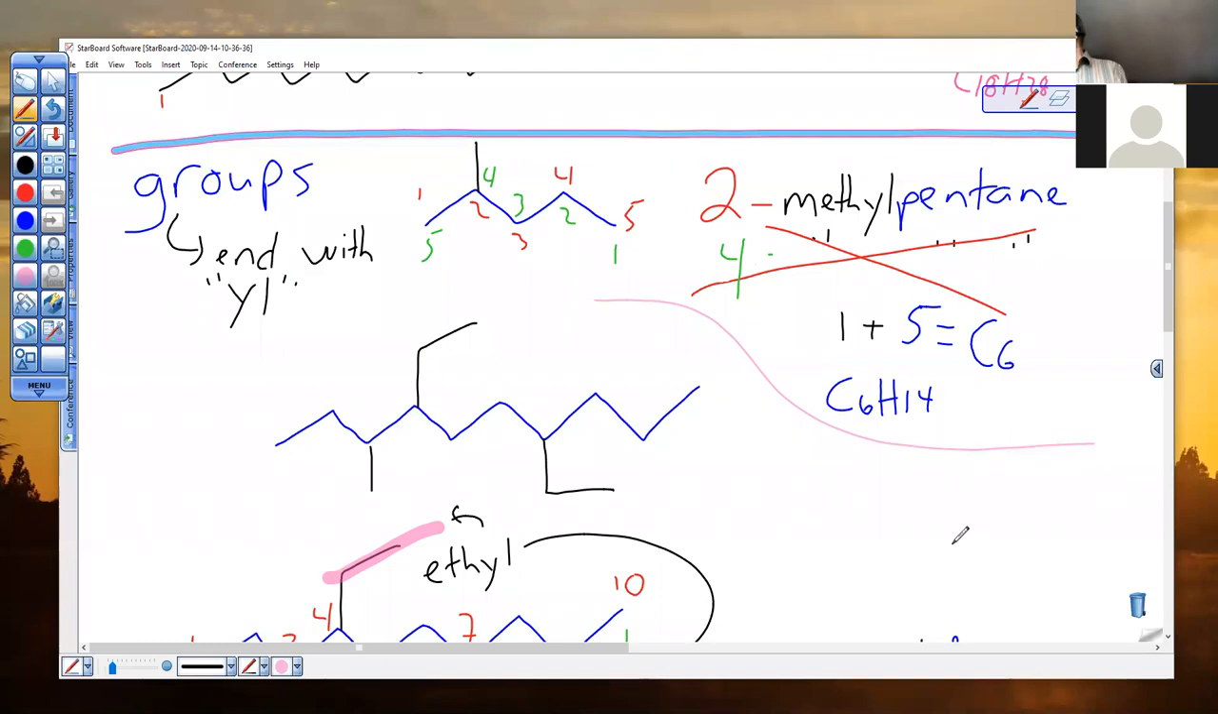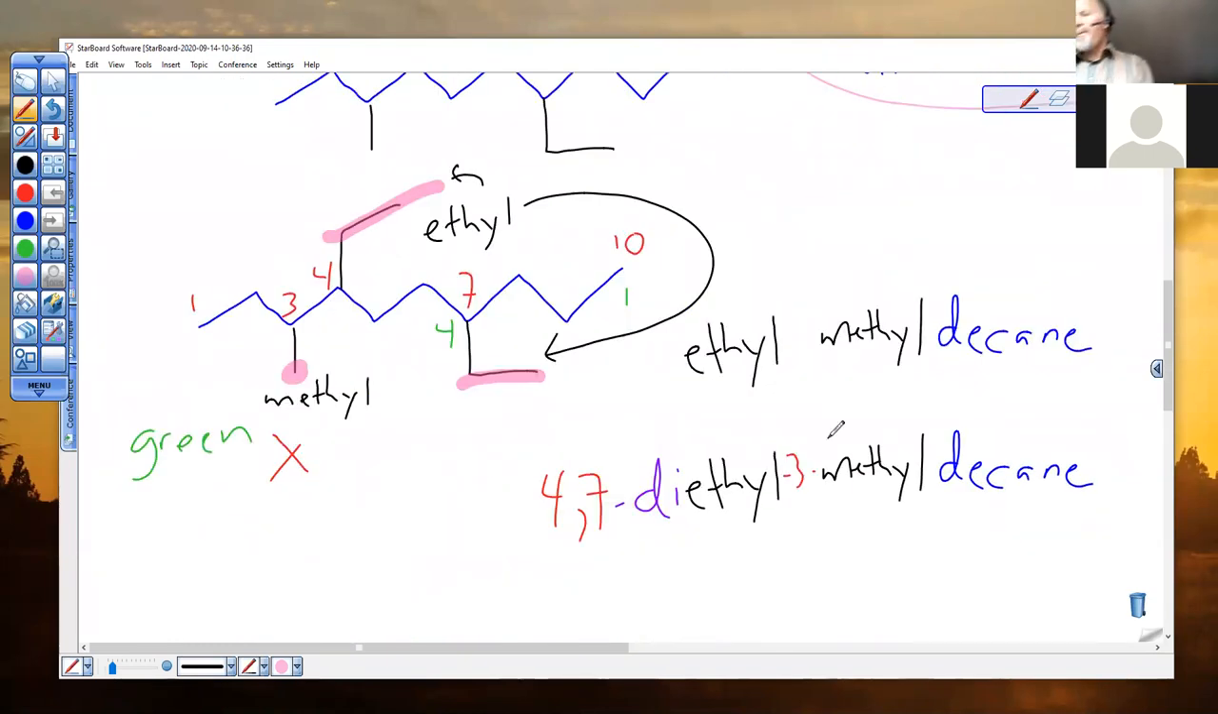So down here we have a name which tells us the number of carbons. We love that. Don't forget there are 2 ethyls. And each ethyl has 2 carbons. And a methyl and a decane. So 4, 5, 15, C15, H32.